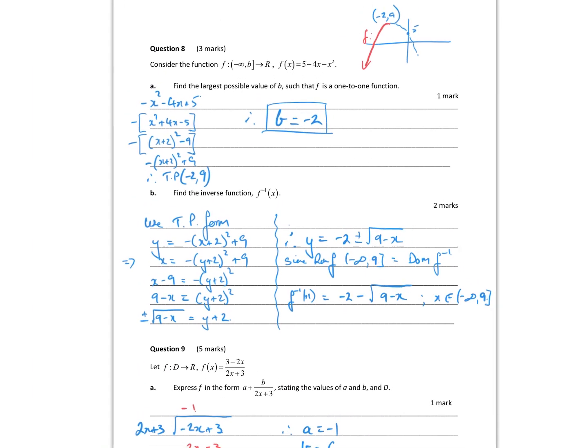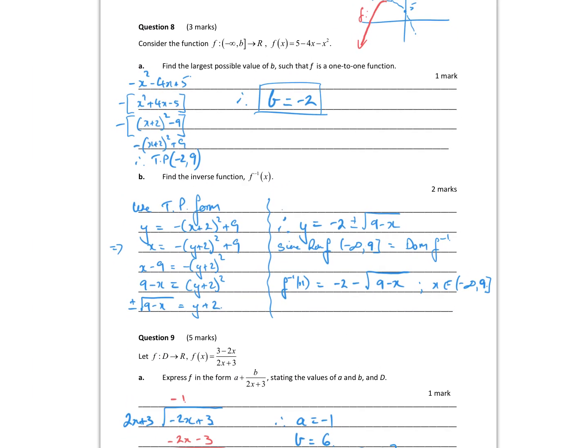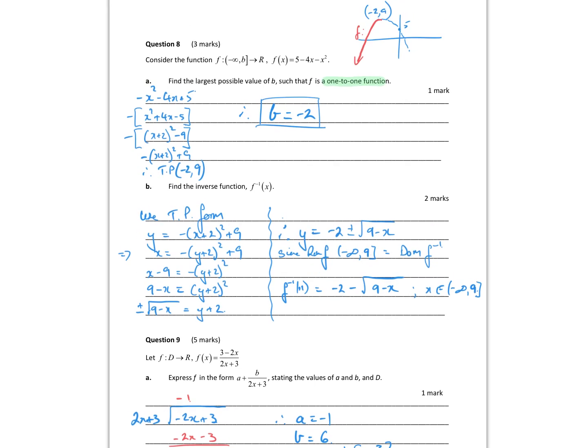All right, so let's have a look. Consider the function, negative infinity to b is the domain for f of x equal to 5 minus 4x minus x squared. Find the largest possible value of b such that f is a one-to-one function. So first thing there, the most significant thing there, one-to-one function, which means we know that a quadratic has a turning point. So we want to know what the graph looks like and basically know where the turning point is.